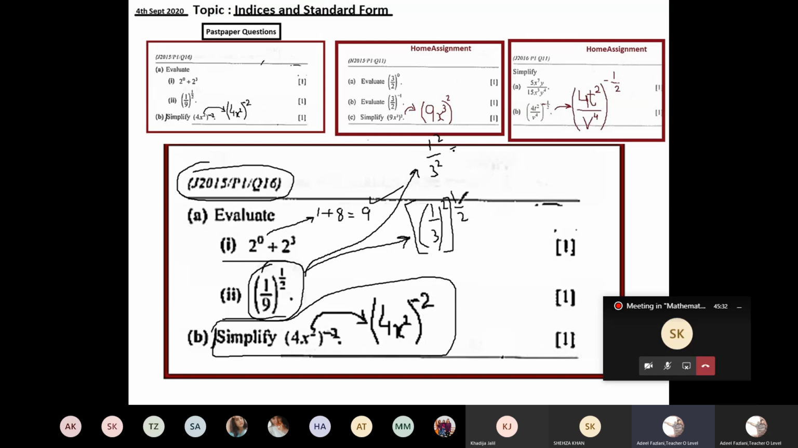If 1² is there, what is the answer of 1²? It's 1. And what is the answer of 3²? It's 9. So can I write it like this: 1/3² and then 1/2. So it's quite easy for you to understand. 1/3 times 2 times 1/2. So what is the final answer? 2 being cancelled. Can you tell me what is the final answer? Ask quickly. Whose answer is coming 1/3?